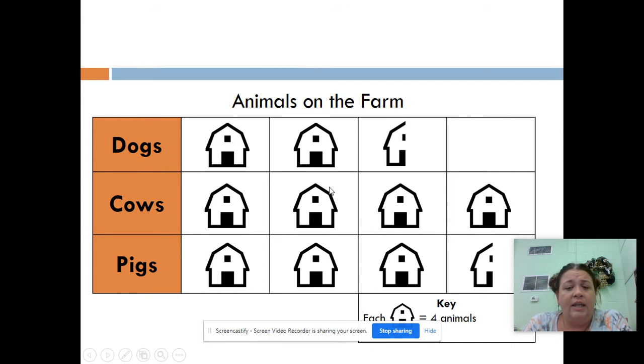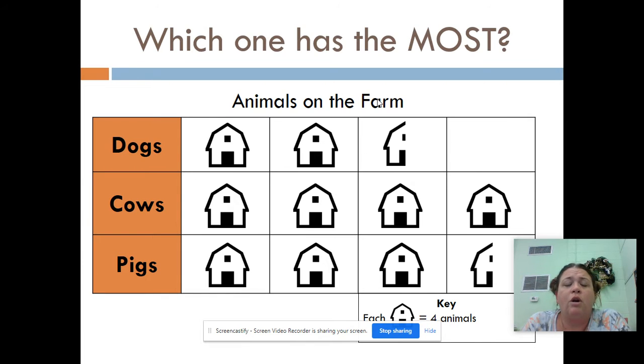So now, again, we're going to be working with our halves, but we got to look at our key down here. Our key tells us that every barn is 4 animals. So a half of a barn will be how many animals? 2. That's right. Every half of a barn will equal 2 animals. So our question is, which one has the most?